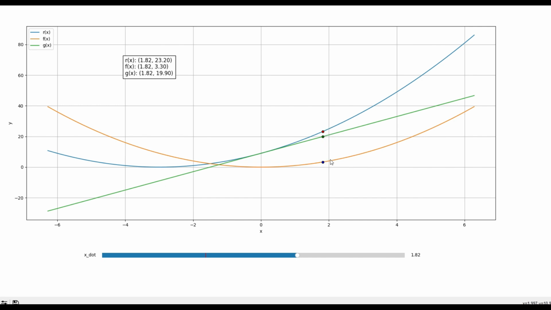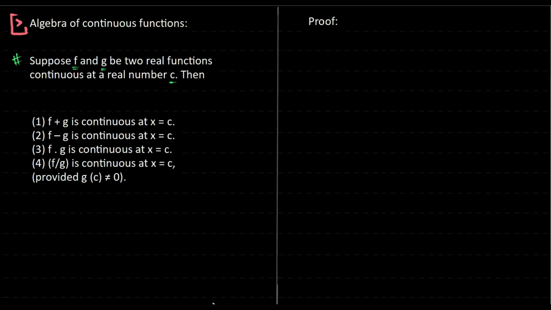When these two are added, the resultant is continuous. If I subtract them, even then it will be continuous. If I divide them, it will be continuous. And if I multiply them also, it will be continuous. Right? So this is the funda. If you understand the limits, then this will make a lot of sense. It's just an extension of that idea.